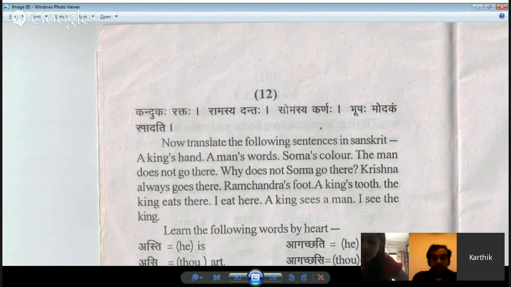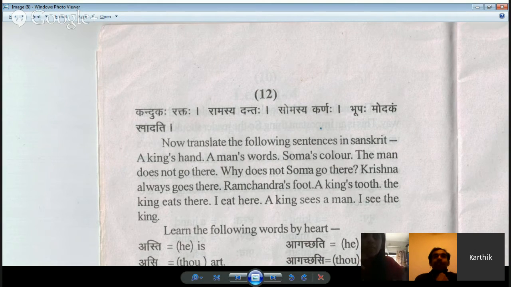Next one. Krishna always goes there. Krishnaha tatra sada gacchati. Sada gacchati. Okay. Next one. Ramachandra's foot. Ramachandrasya padaha. Padaha. Great. Next one. A king's tooth. Bhupasya dantah. Dantah. The king eats there. Bhupaha tatra khadati. Khadati. Okay. I eat here. Aham atra khadami. Okay.